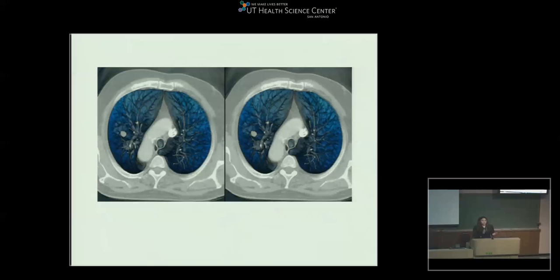So even if you deem the patient to be resectable and you take him to the operating room, you should do a mediastinoscopy. Because if they have N2 disease, which is positive nodes in their mediastinum, then you should not do the resection.